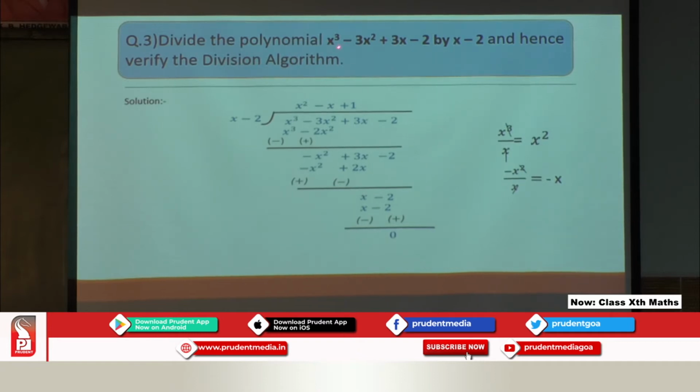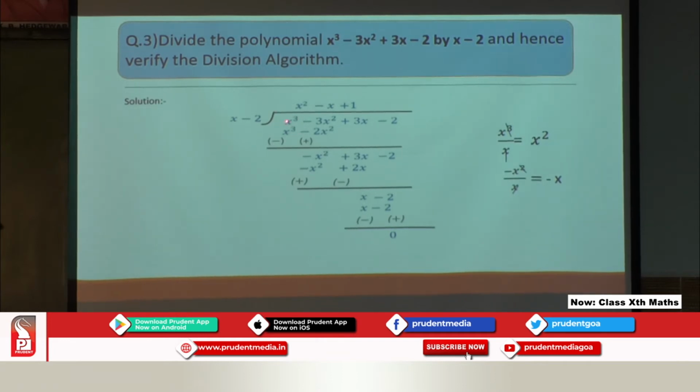Here p of x is x cube minus 3x square plus 3x minus 2, and g of x is given as x minus 2. So now we should divide x cube minus 3x square plus 3x minus 2 by x minus 2. Here also we should follow the same method.